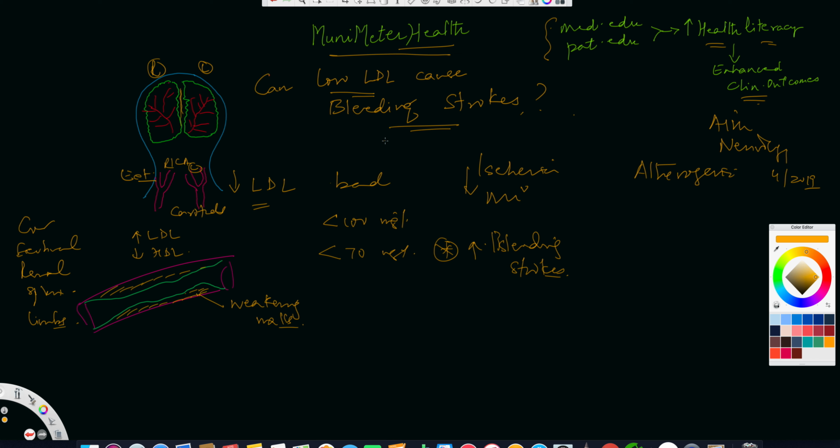So just a quick note: low LDL can cause bleeding strokes, specifically if it's less than 70.